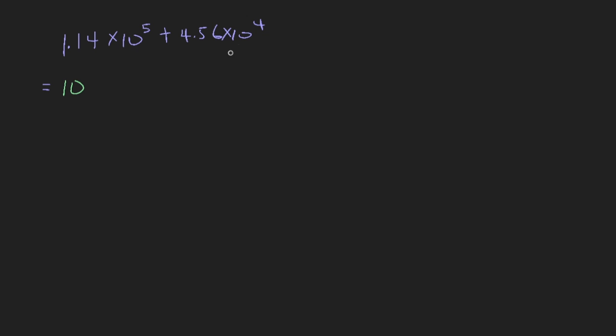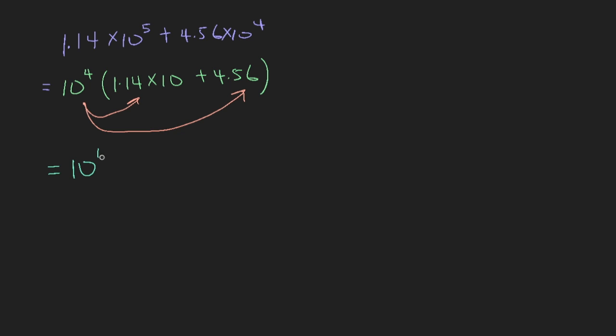You can see that the largest common factor between this number and this number is 10 to the power of 4. So if I were to factorize out 10 to the power of 4, I'll be left with 1.14 times 10 plus 4.56. Let's examine this. If I were to multiply this back in to verify, I have to multiply in this manner because there's addition here. 10 times 10 to the power of 4 will give me back this, and then 4.56 multiplied by 10 to the power of 4 will give me this term.